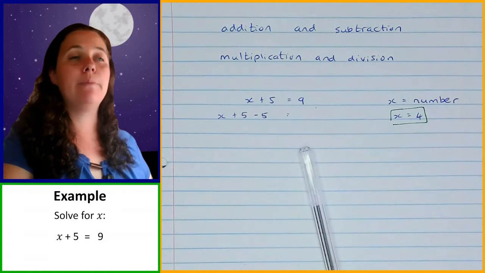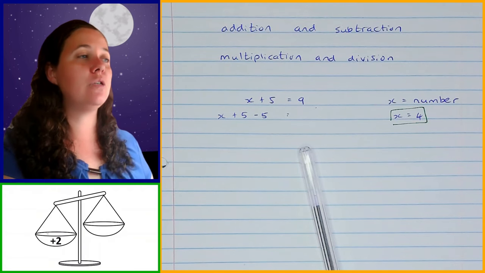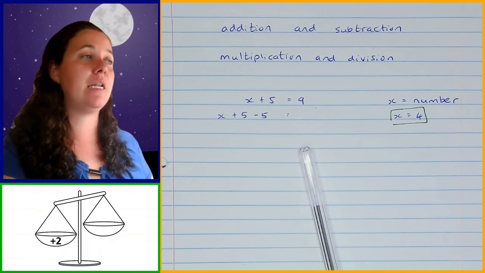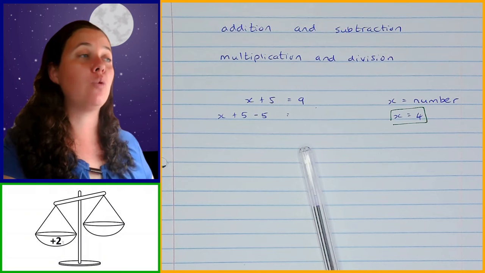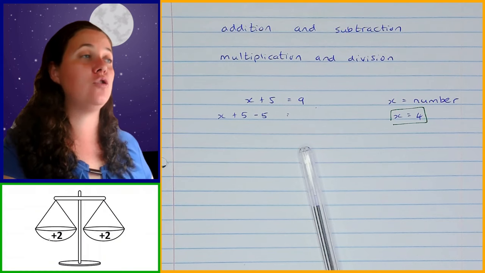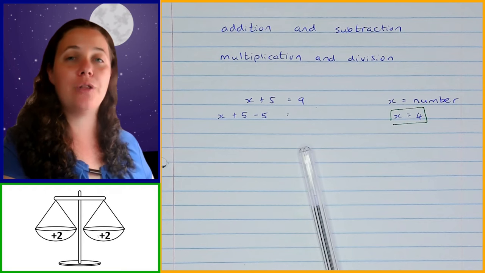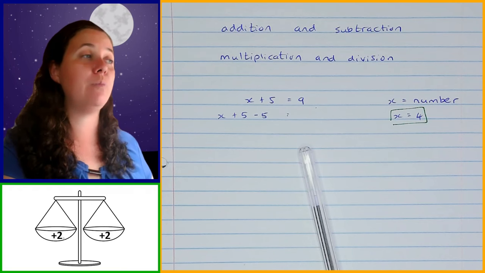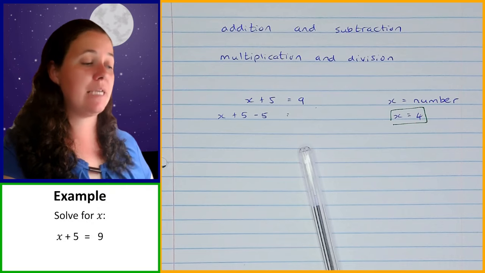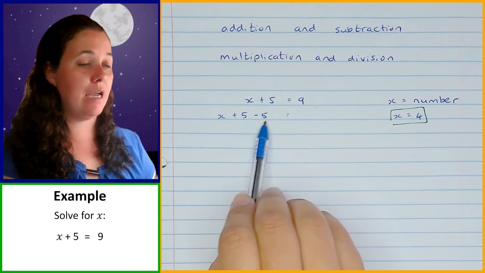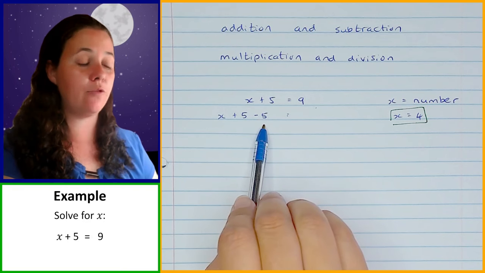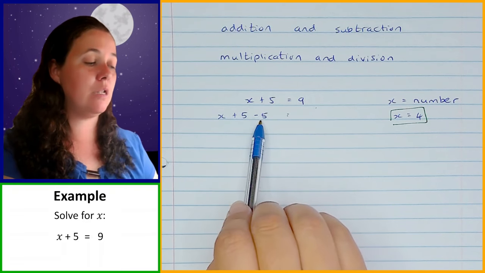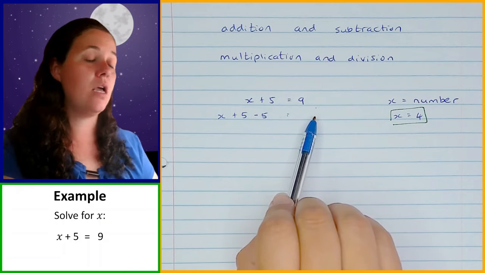But remember what we said: if I do something on one side of the equation and I don't do it on the other side, it's going to be unbalanced. So whatever I do on one side, I have to do the same thing on the other side in order for it to be balanced. In this case, I have subtracted 5 on the left-hand side. This is something that I have added to the equation that wasn't there before. So I have subtracted on the left-hand side.